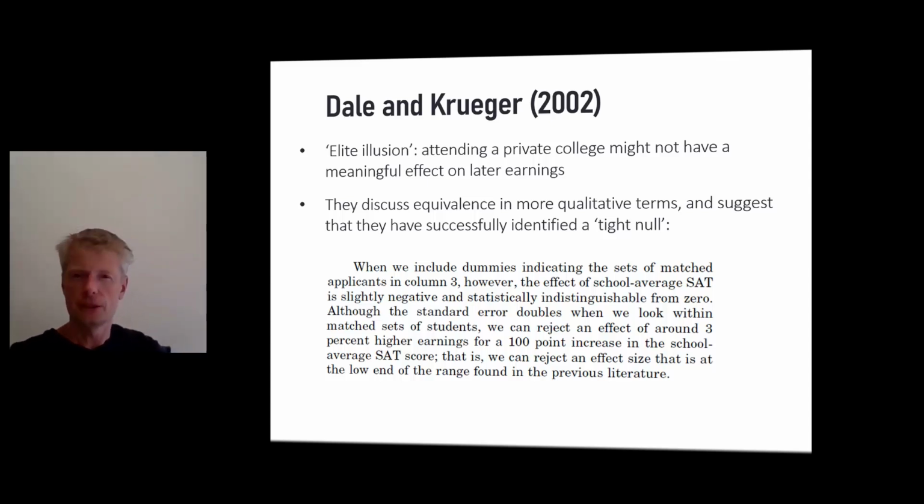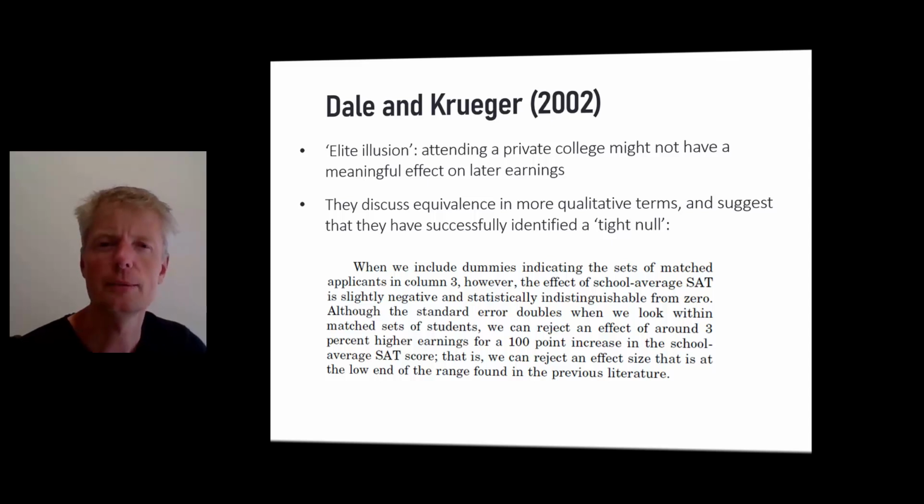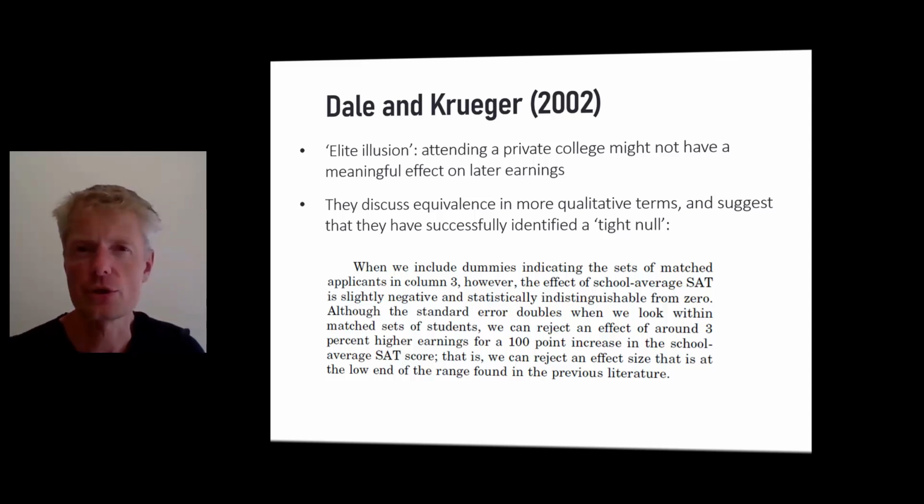Dale and Krueger is actually a study that would have benefited from doing this. They actually do it in a more qualitative manner. They basically say, well, attending a private college doesn't do much in terms of later earnings as soon as you adjust for ability. And they actually also discuss this in the paper.